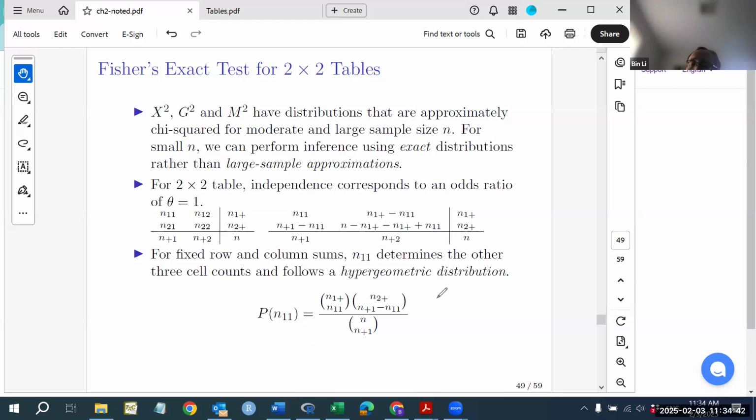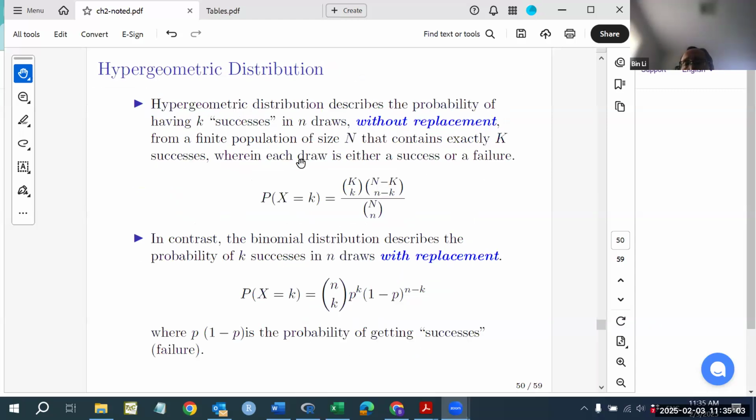So for the Fisher's exact test, we just use a distribution called hypergeometric distribution, which is this one, to calculate the probability of getting the n11 is this one. Okay, so before we look at the details, let's see the next slide. What is hypergeometric? Hypergeometric distribution describes the probability of having k successes in n draws without replacement from a finite population of size N that contains exactly capital K successes.